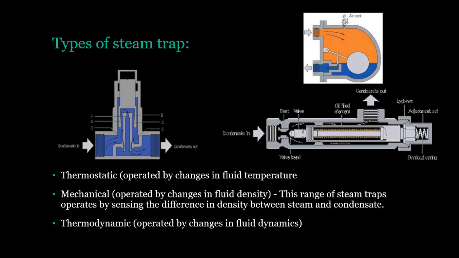Types of steam trap: thermostatic, operated by changes in fluid temperature. Mechanical, operated by changes in fluid density. This range of steam traps operates by sensing the difference in density between steam and condensate. Thermodynamic, operated by changes in fluid dynamics.